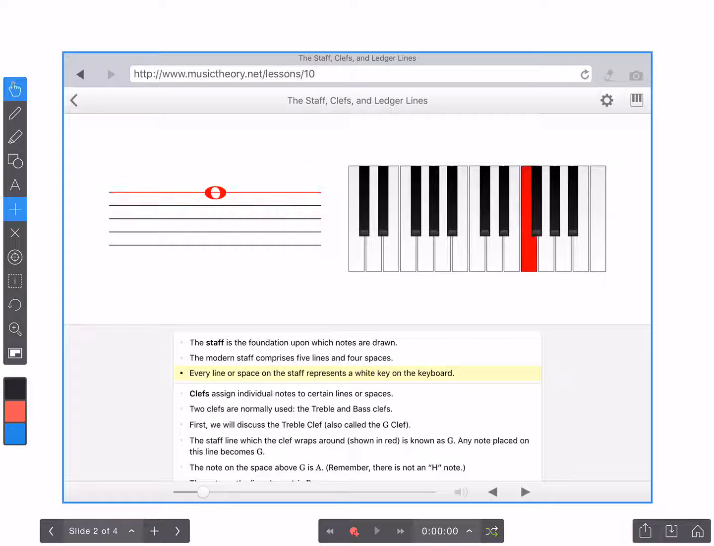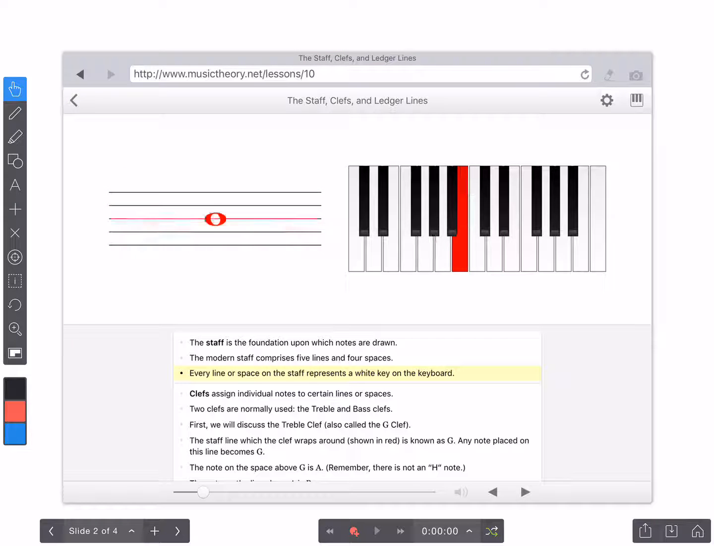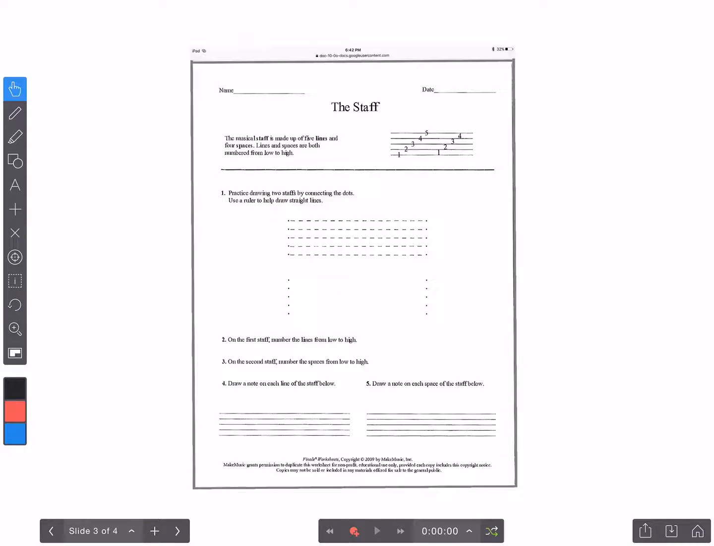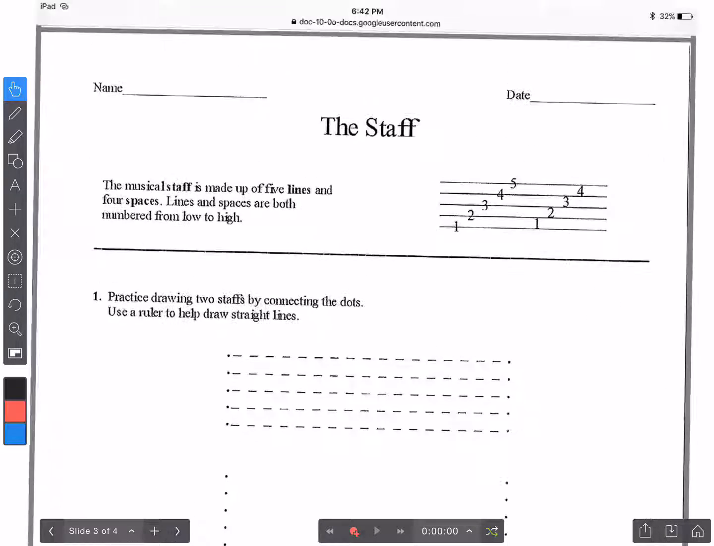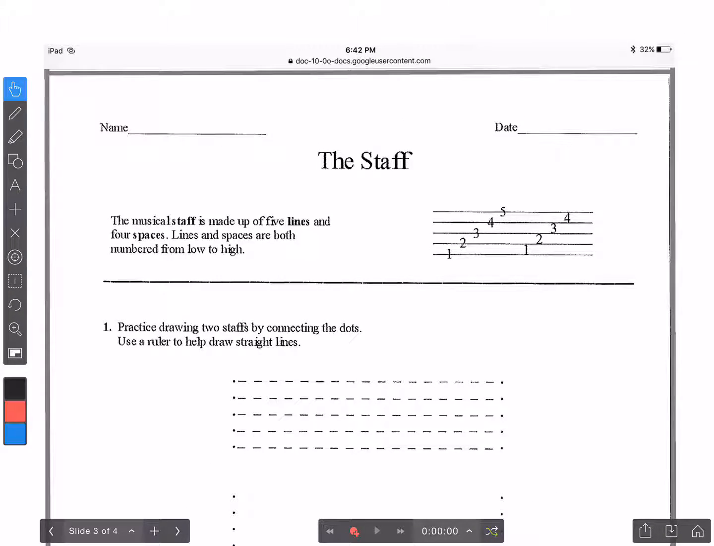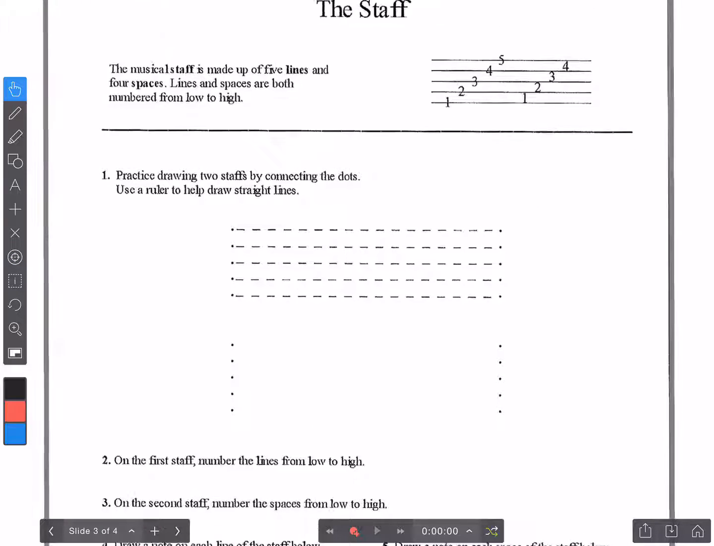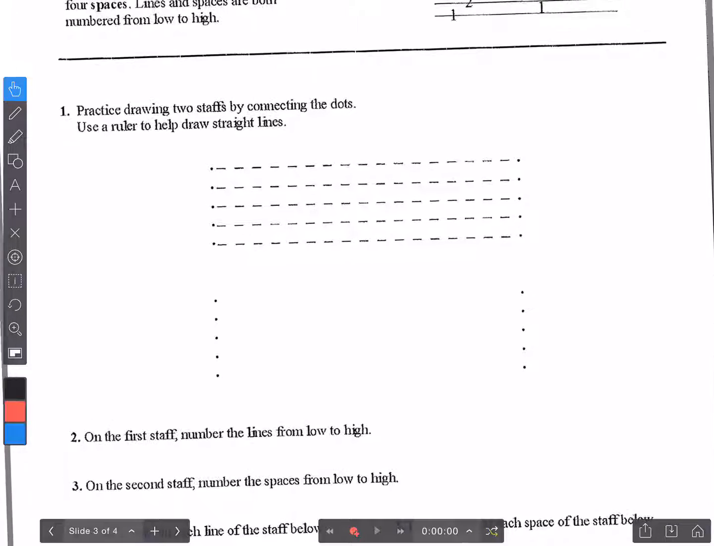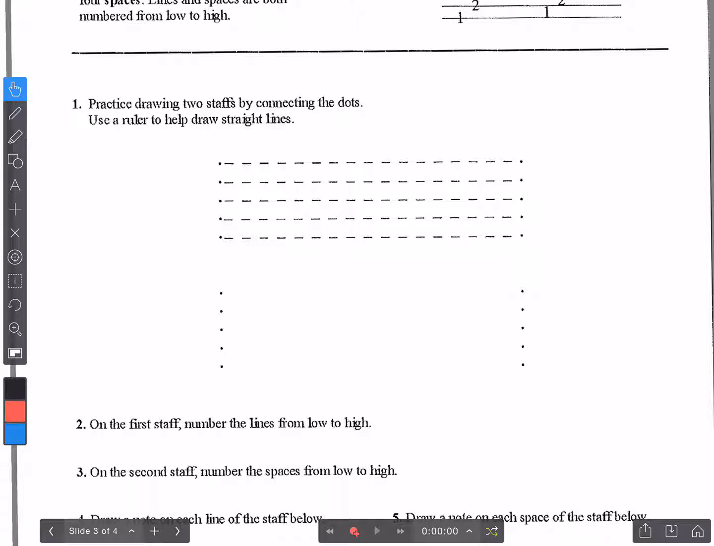So let's move ahead and talk about your first quick assignment. So you will be doing 2 sheets of paper. These should both go very, very quickly. The first, simply called The Staff, first of all, talks about what we just looked at. And then it asks you to do a couple of things. So first off, it asks you to draw 2 staffs, and this can also be said staves, plural of staff, stave, and I'll usually say that.